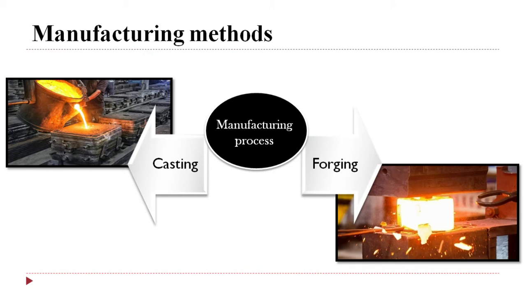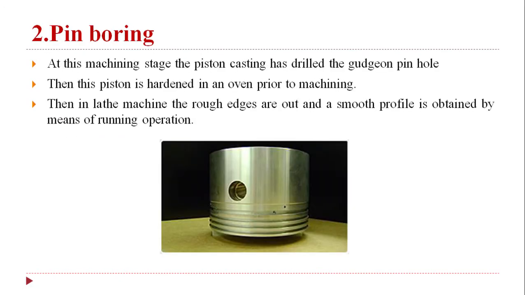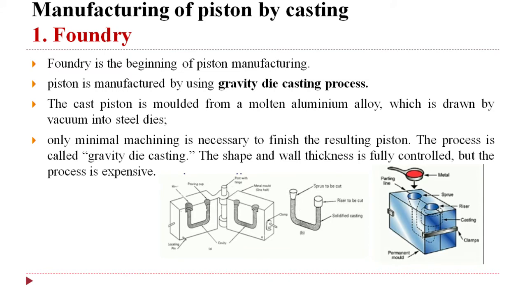There are various types of manufacturing methods, but according to which properties we require, we are using particular manufacturing processes. Like we are using casting and forging for manufacturing of piston. First we will see the manufacturing process of piston by using the casting method. In this casting method there are various types of casting methods, but we are using the gravity die casting process for piston manufacturing.